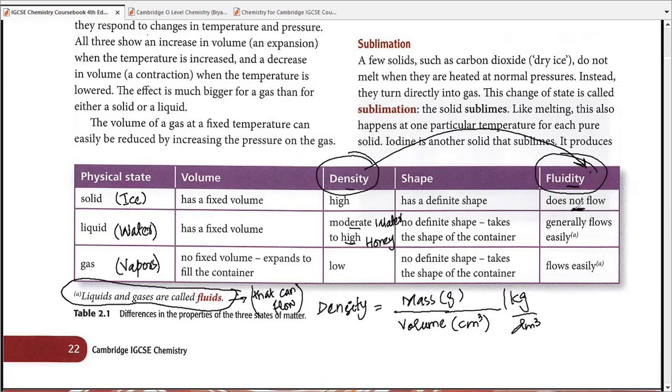So it's pretty simple. Solid does not flow. Liquid generally flows easily, and gases definitely flow easily. Instead of using easily, even if you use easiest, that would be the better thing to say. Right? Now connect this fluidity with moderate to high density.